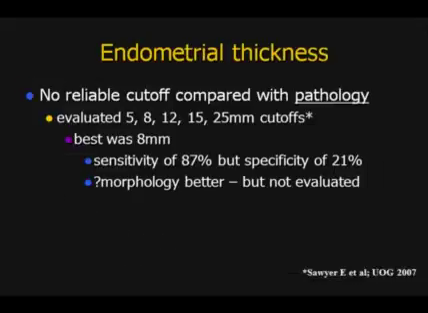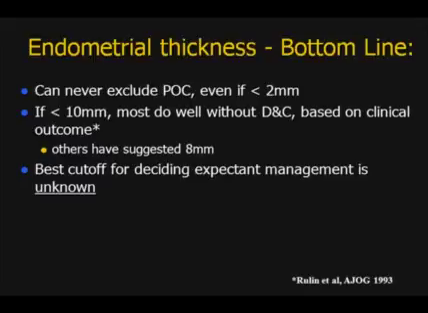So when you compare endometrial thickness with pathology, there's really no reliable cutoff. Again, different numbers have been looked at. In this one study from 2007, the best number was actually 8 millimeters with a sensitivity of 87% and a low specificity of 21%. Morphology is probably important in these patients, but it wasn't evaluated in this study.